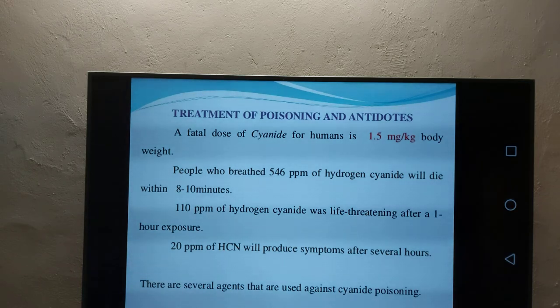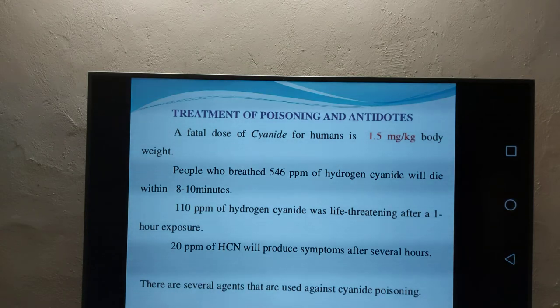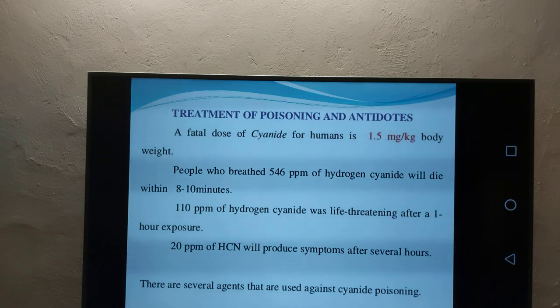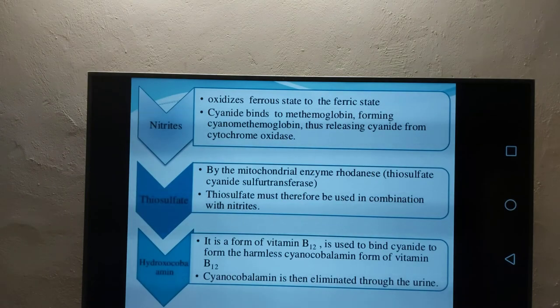People who breathe 546 parts per million of hydrogen cyanide will die within 8 to 10 minutes. 110 parts per million of hydrogen cyanide was life-threatening after 1 hour. 20 parts per million of hydrogen cyanide will produce symptoms after several hours. There are several agents that are used against cyanide poisoning as a treatment.